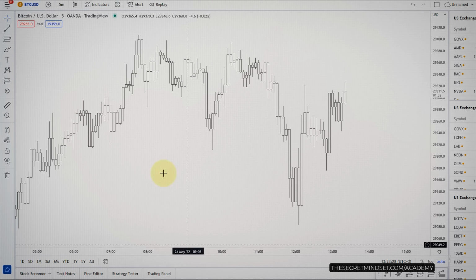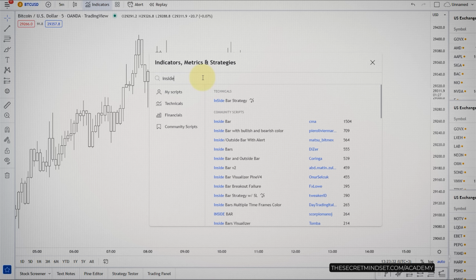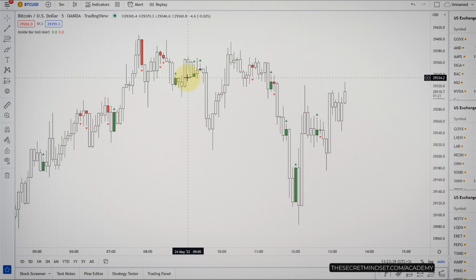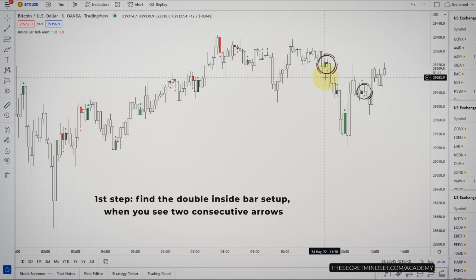Let's simplify the process of searching and analyzing candlesticks, and let's use an indicator which displays inside bars. I use this one. It finds and reveals all inside bars on the chart. Your job is to simply find the double inside bar setup when you see two consecutive arrows.